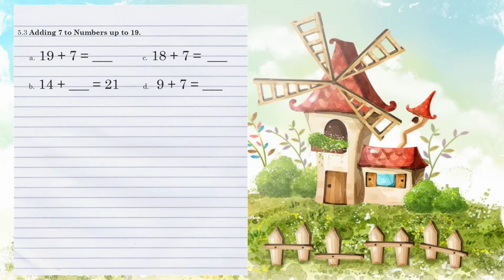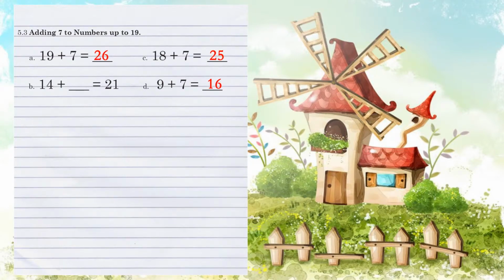Unit 5.3, adding 7 to numbers up to 19. Example A, we have 19 plus 7. Let's use our marks on this one instead of combining the ones position. So we have 19 and then we have 20, 21, 22, 23, 24, 25, 26. 7 marks, and we ended with 26.